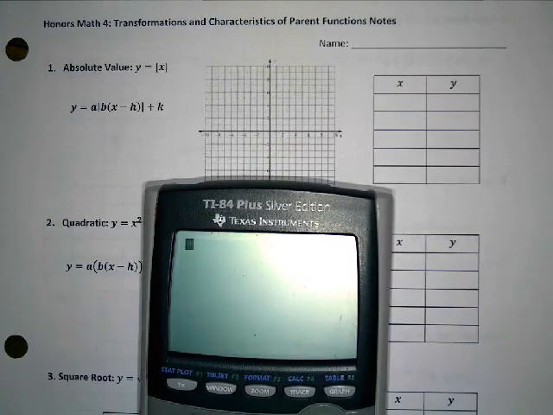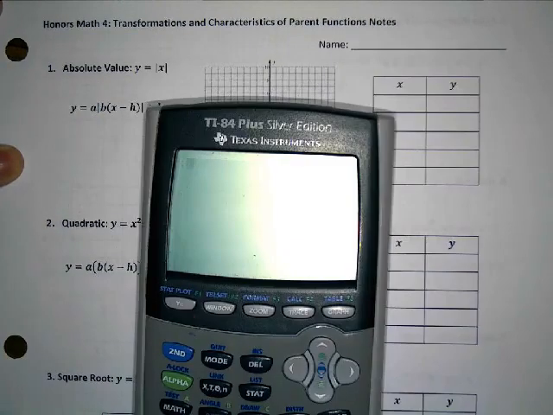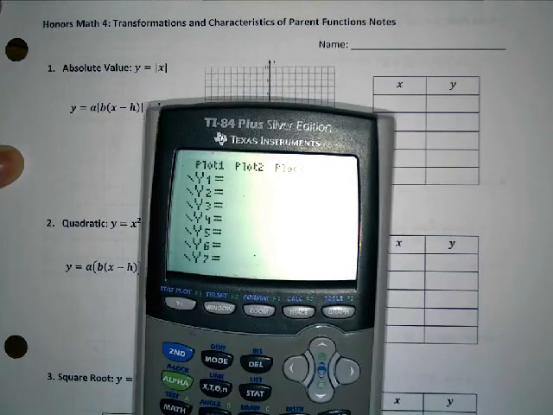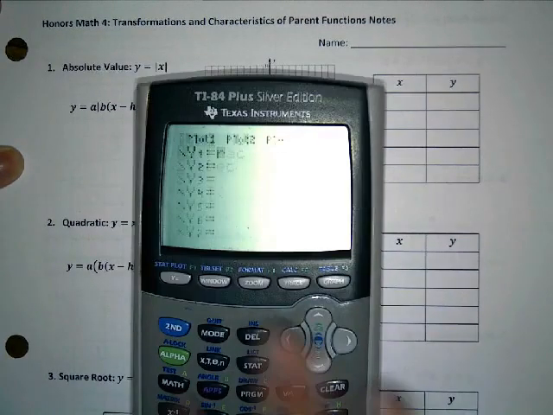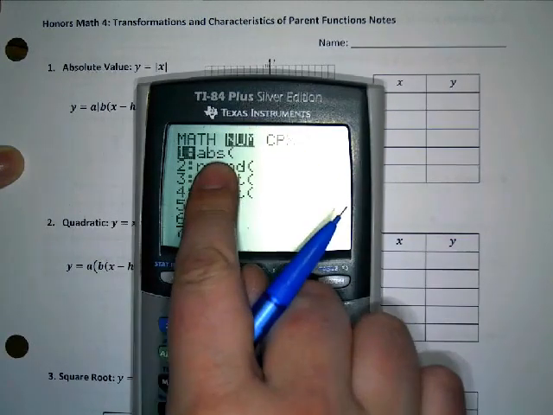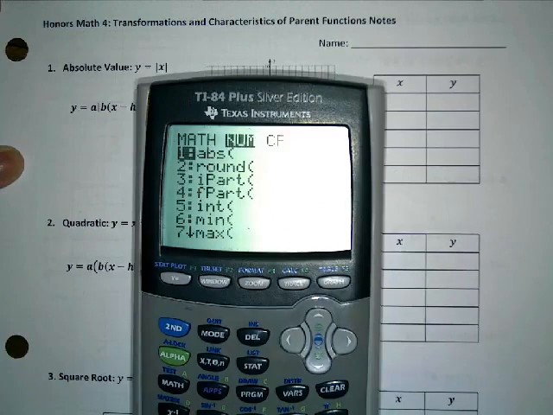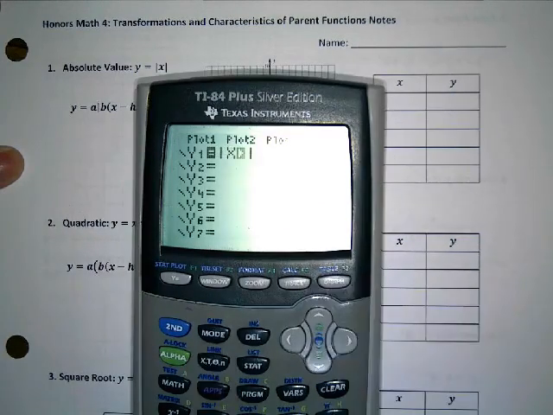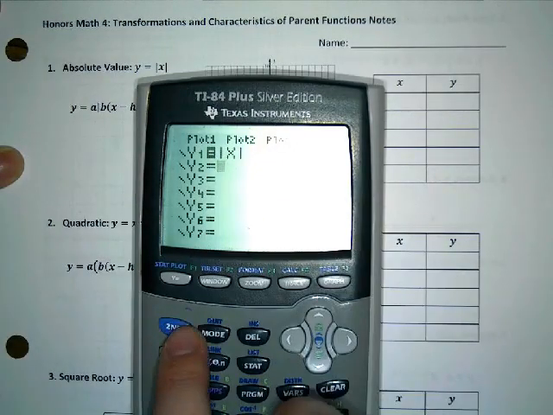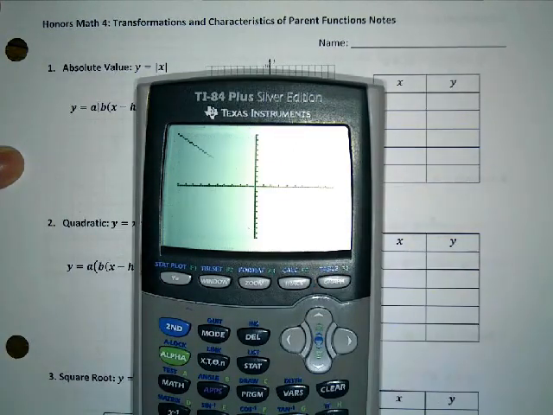So the first one is an absolute value function. So we're going to hit y equals, let me just clear mine real quick. We're going to hit y equals, and then to get to the absolute value function on the calculator, you hit the math button. And you go over to number, and you press number 1 for absolute value. And it'll give you those vertical lines. This is that perfect V-shape graph. So we hit the graph button so we can see the perfect V-shape graph.